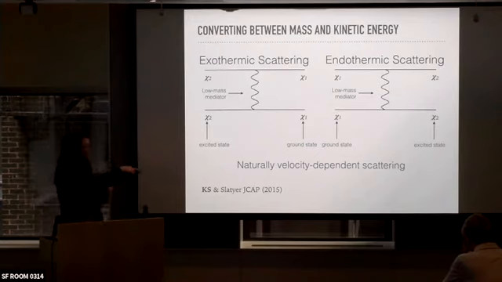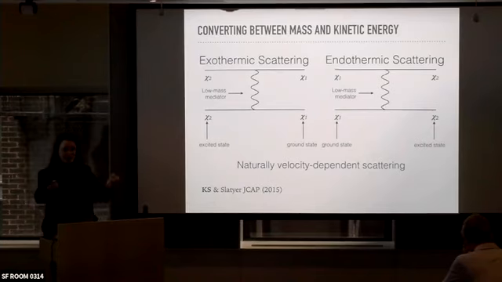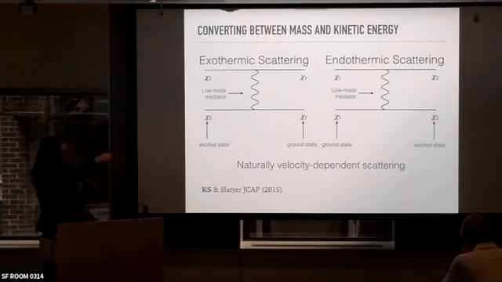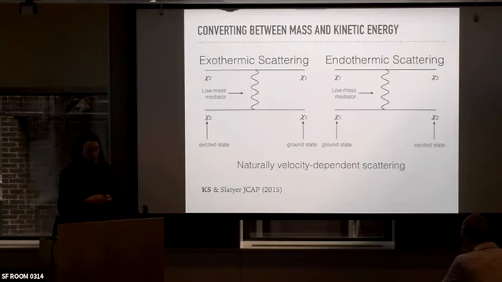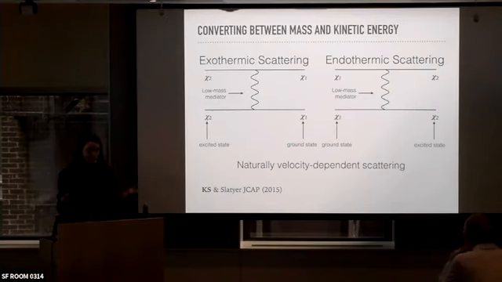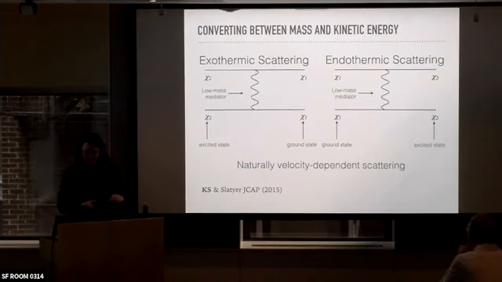These final state particles could get heated up and could get a pretty big kick. Alternatively, you could have endothermic scattering, where you have particles in the ground state that have to convert some of their kinetic energy into potential energy or into mass to get into the excited state. And again, if you have this low mass mediator here, you're naturally going to end up with velocity-dependent scattering. And so that's something where, again, dwarf galaxies would be a great place to try to test this and see if it's going to look qualitatively different.